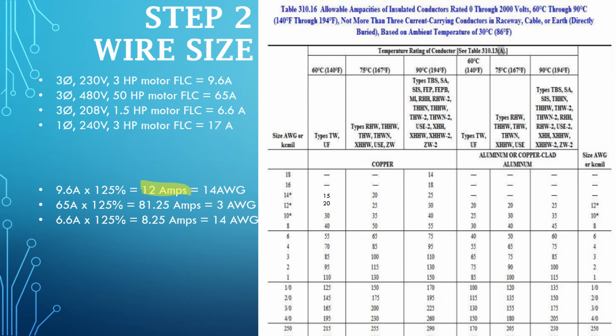Looking at the next problem, the single phase 240 3 horsepower motor. The only thing we need to know out of that whole list is the 17 amps. If it's continuous duty, 17 amps is going to be 21.25 amps once it's padded. And so when we look here, our number 12 is only good for 20 amps. So we're going to have to go up to the number 10 size wire.